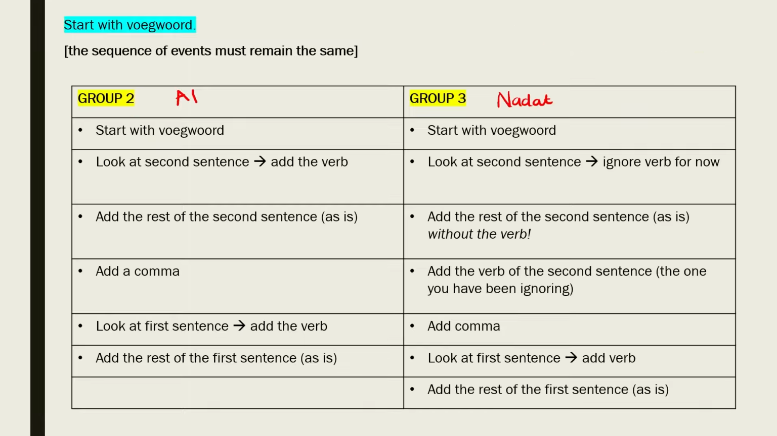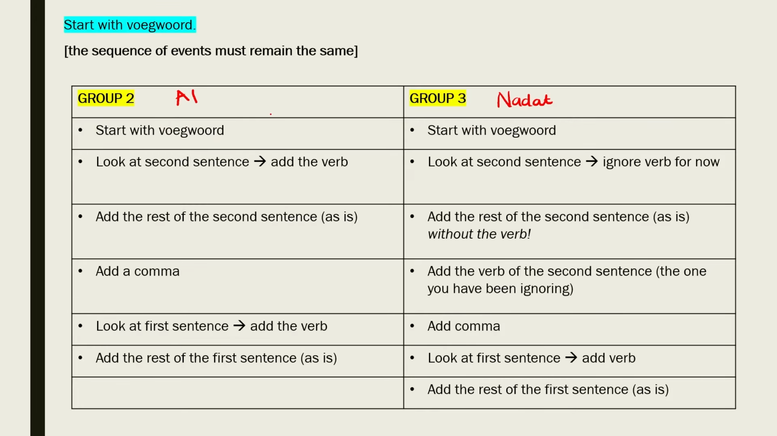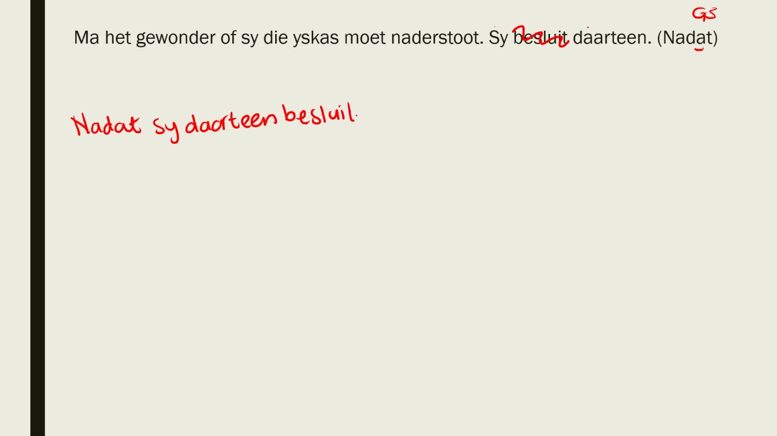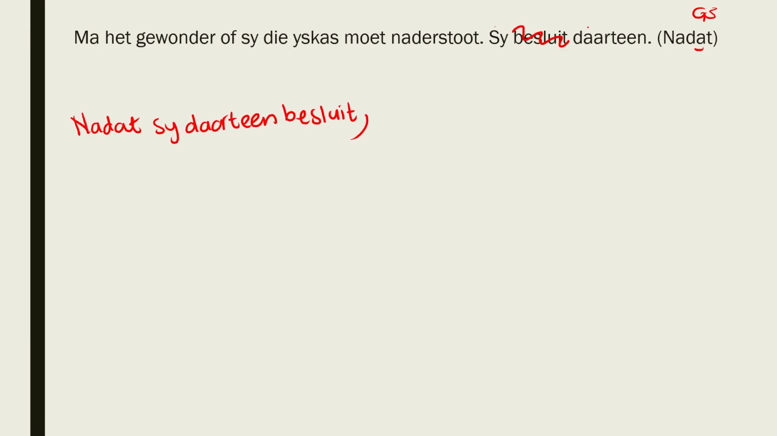Right? Step 3 is to add the rest of the second sentence as is, and again without the verb, guys, without the verb. So, second sentence, say daarteen. So, say daarteen, I'm just going to jot it down as is. Then I can finally add the verb that I've been ignoring. It's like answering WhatsApp messages you've been ignoring for days. So, you can finally add it. Besluit. Add the comma. Look at the first sentence.